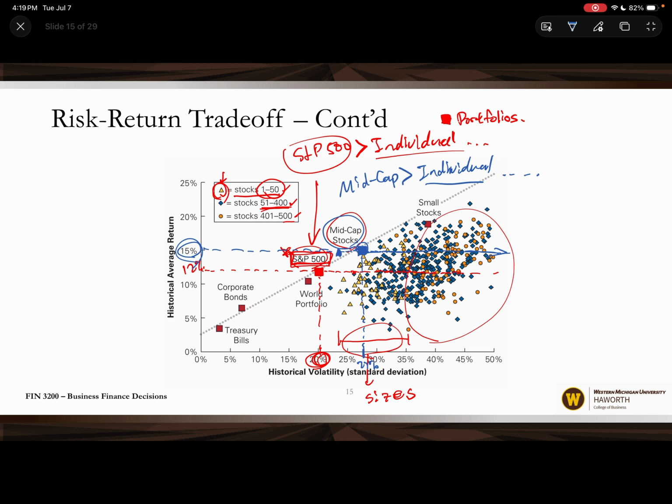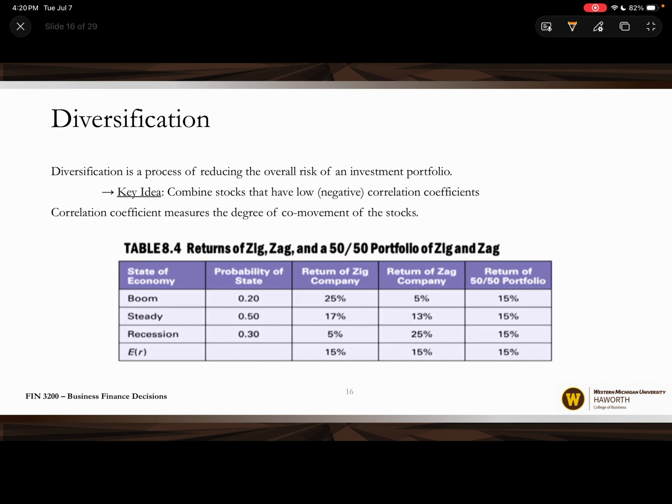And same conclusion for the small stocks. Okay, so if you look at the orange ones, this one's a little bit more noisy, but similar conclusion, I'll just say. Okay. Yeah. So let's talk about why this is on the next slide.